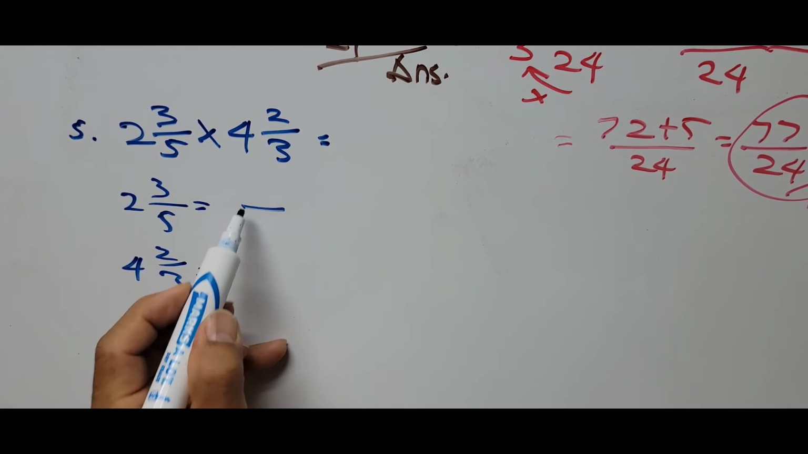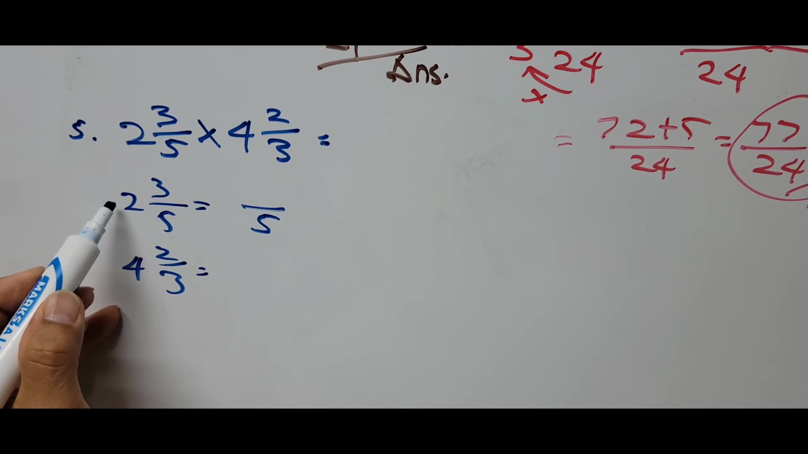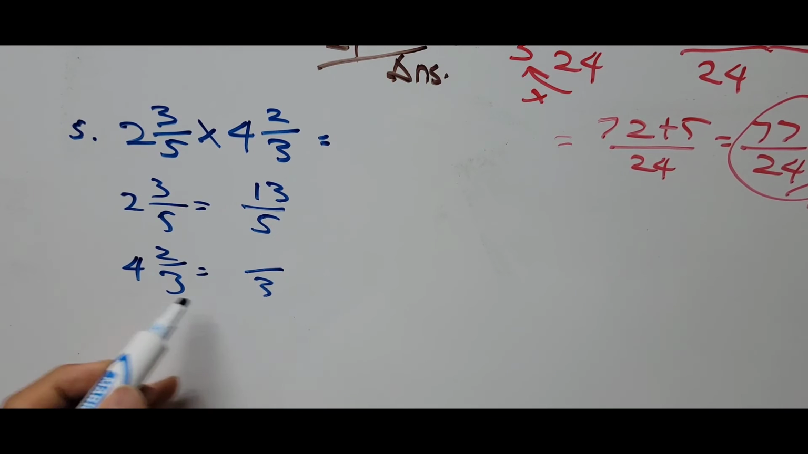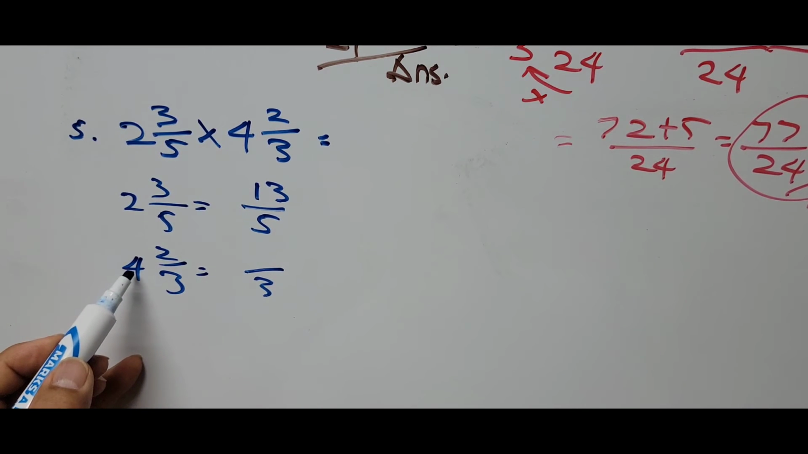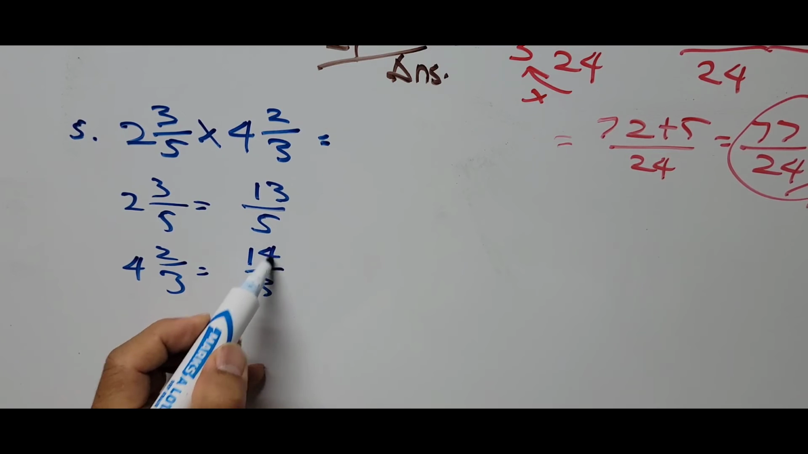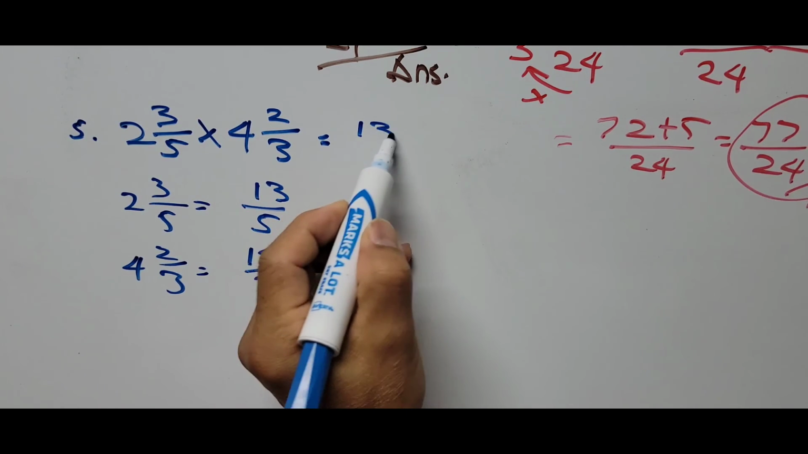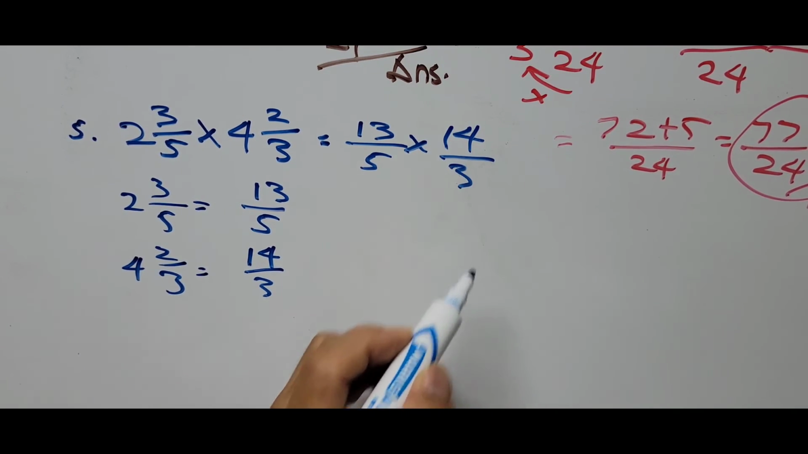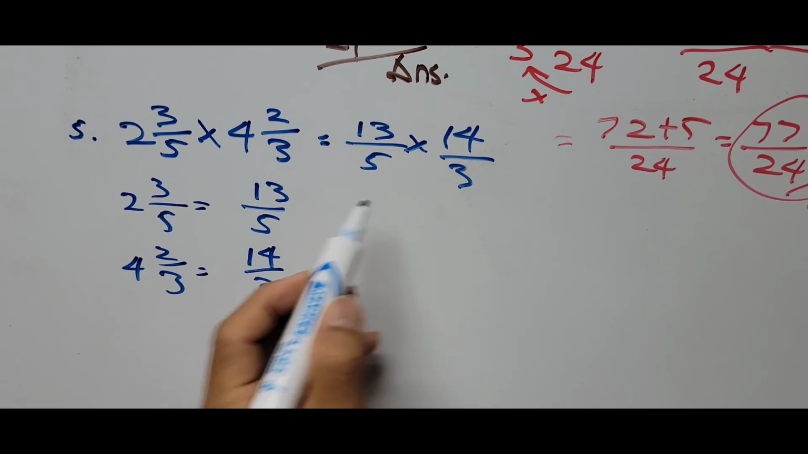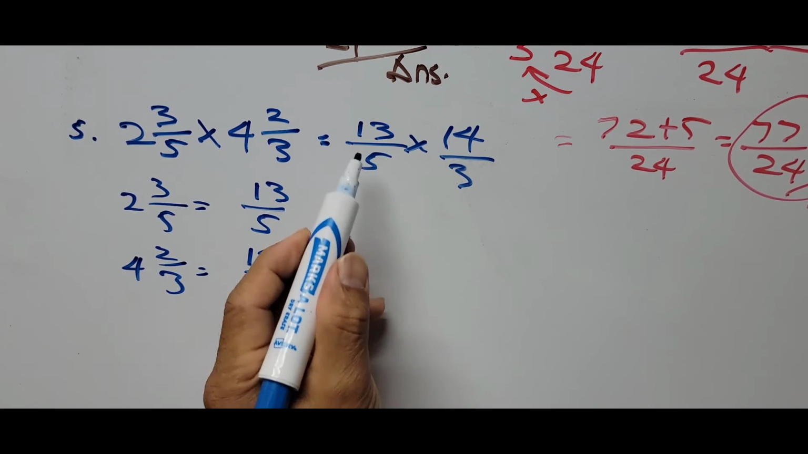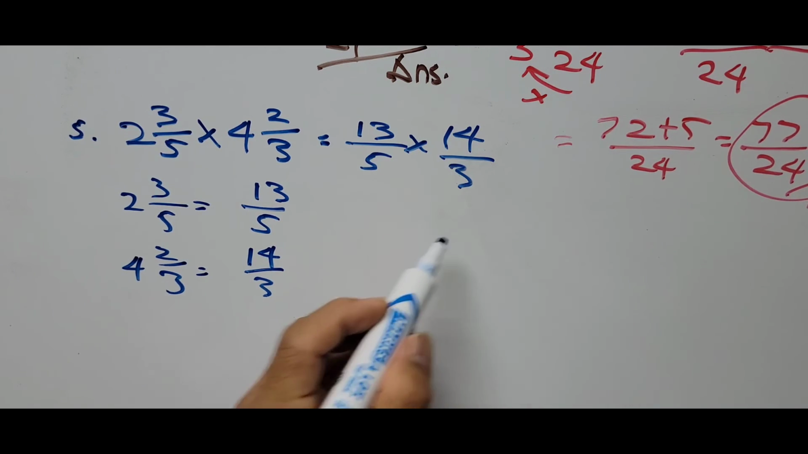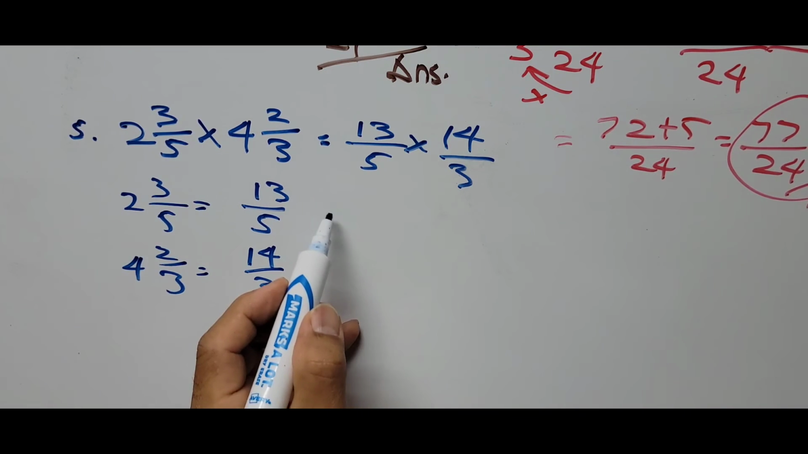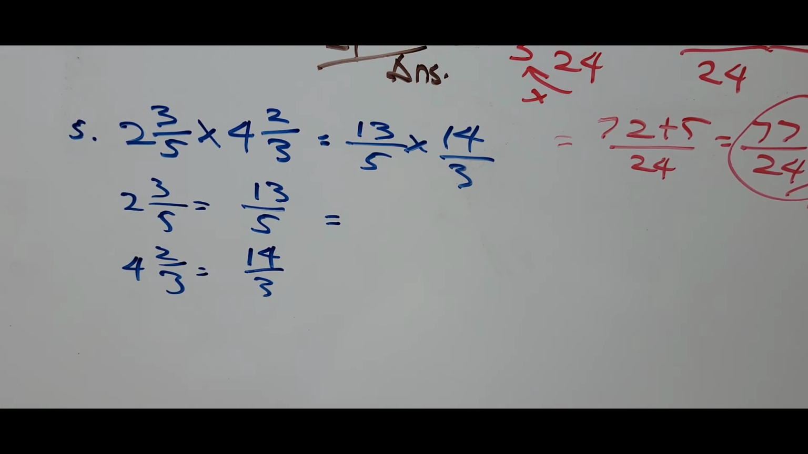Okay. Copy the denominator. 5 times 2 is 10 plus 3 is 13. 4 and 2/3. 3 times 4 is 12 plus 2 is 14. So we have here now 13 over 5 multiplied by 14/3. That's 4 and 2/3. That's 14/3. Okay. So can we cancel any of these numbers? No. Okay, so let's proceed to multiplication.